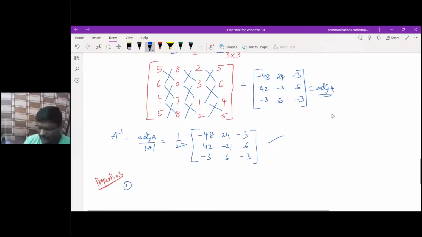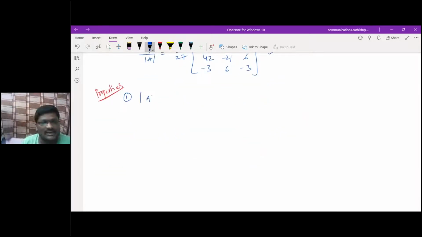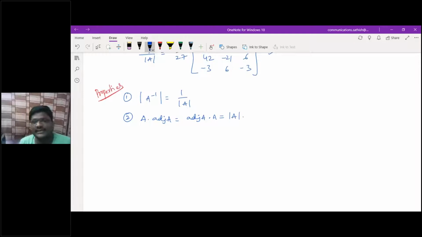I think I already discussed this. What is the determinant of A inverse? Can you give me the answer? 1 by mod A, that you know. Similarly, these are all already proven results. A into adjoint of A is equivalent to adjoint of A into A, which is nothing but what? Determinant of A into I, where I is the identity matrix of order n.